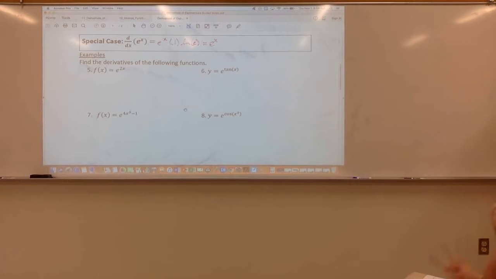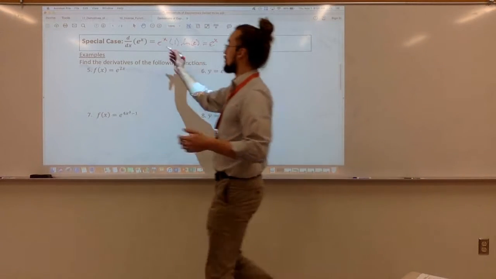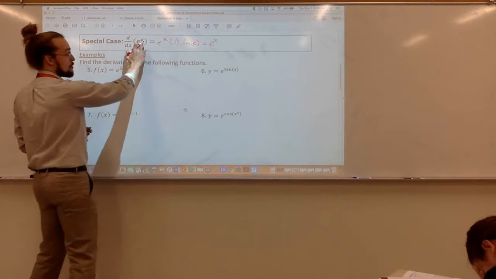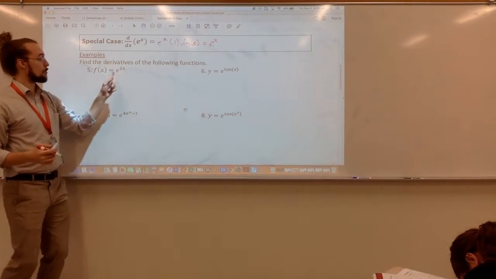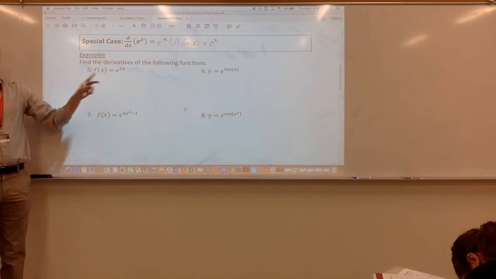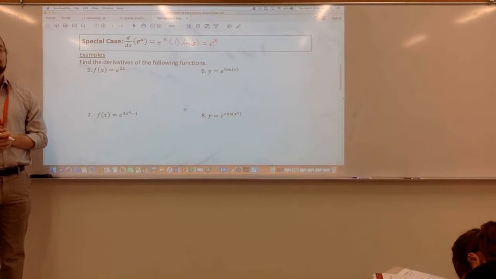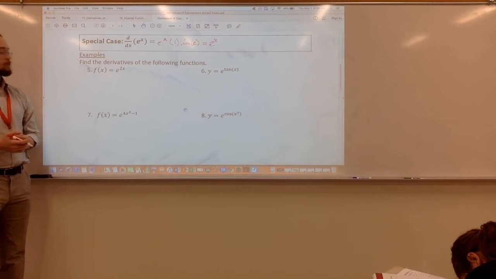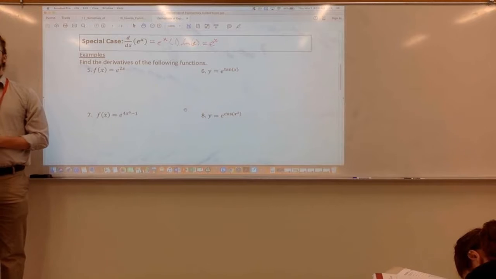The derivative of the exponent is what always going to be? So the derivative of, if it's just x, that would be 1, right? But if we have 2x, that derivative is 2.